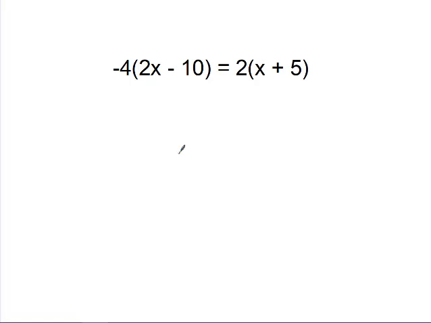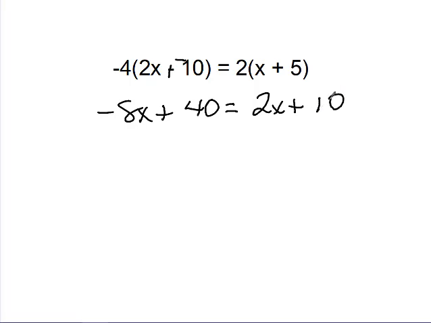Okay, so let's see how you did. So I'm going to pass this negative 4 out to the 2x, which is going to give me a negative 8x plus, now I'm going to change this minus to a plus and the next number to its opposite to make things a little easier to deal with. And I'm going to take this negative 4 and pass it out to the negative 10, which is going to give me a 40. Equals. Now I do the same thing on the other side. 2 times x gives me 2x, plus 2 times 5 gives me 10.